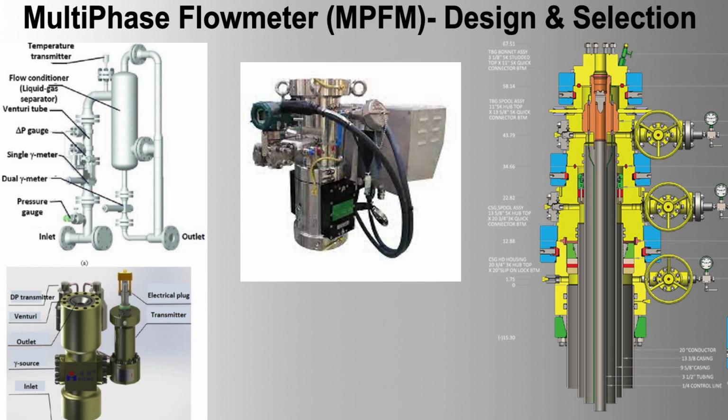5. Safety and environmental compliance. Leak detection. Continuous monitoring helps in early detection of leaks or spills, enhancing safety and minimizing environmental impact. Emissions monitoring. Accurate gas measurements assist in monitoring and managing greenhouse gas emissions.